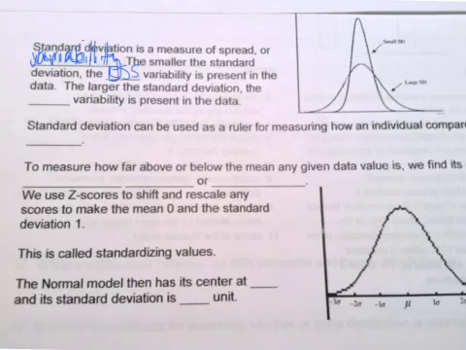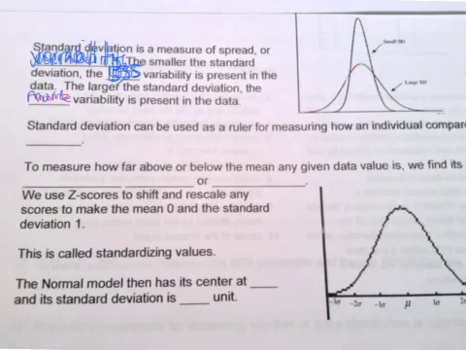With a smaller standard deviation, less variability is present. And if it's larger, then we have more variability. Looking at these two curves again, this one is closer together, so there's less variability. And this one over here is more spread out, so there's more variation in what's happening with that data.